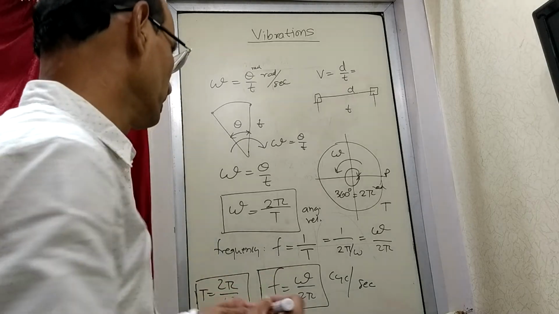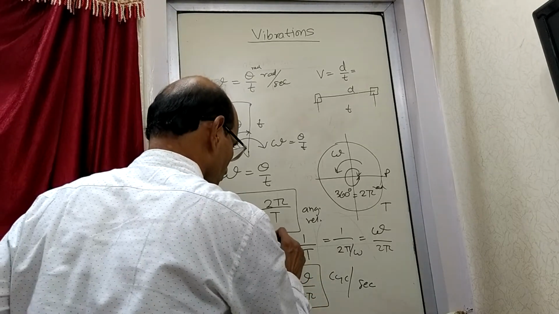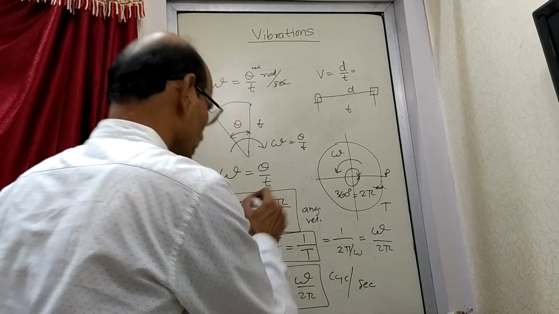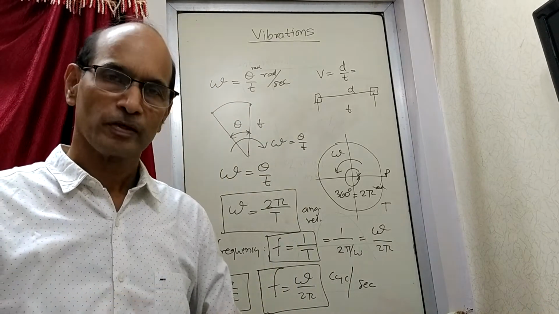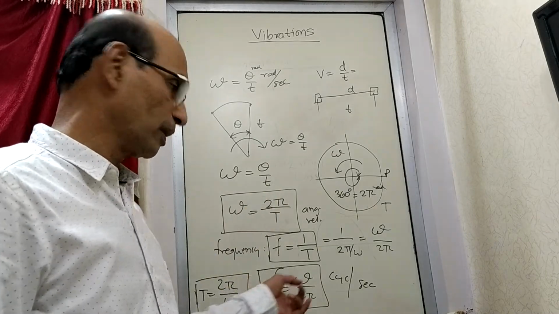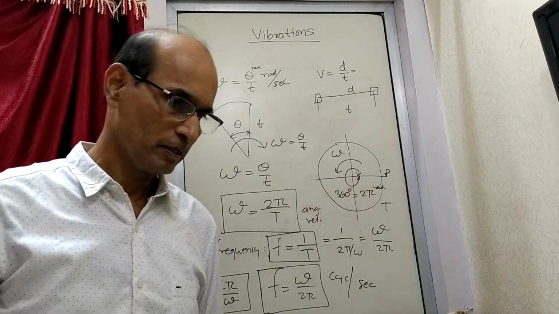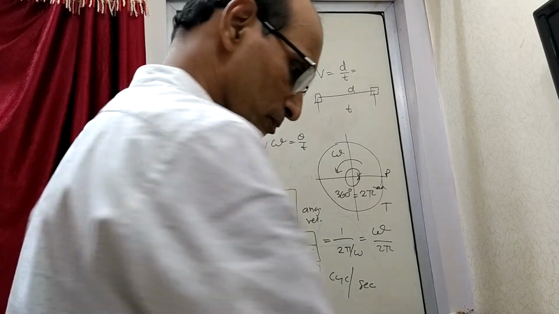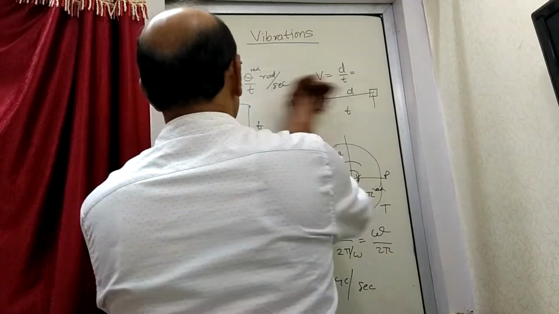We are finding different terms. Maybe you can call these also as a formula. So they are interrelated. Frequency, angular velocity, periodic time, they are related by this particular equation. Now let's move ahead.